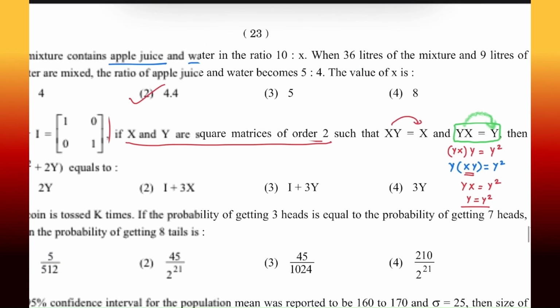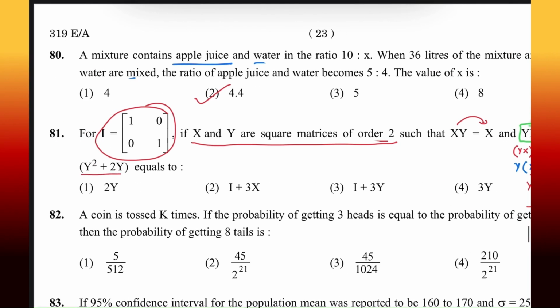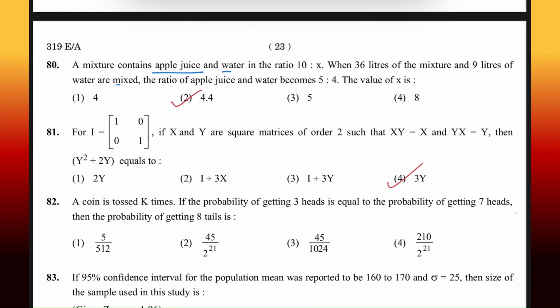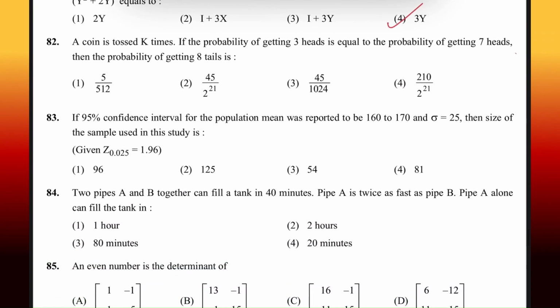So I get y square and y are same. So what if I use y square as y here? So that becomes y plus 2y, and that becomes 3y. So option 4 is the correct answer for this question. So an easy question from algebra of matrices. Next, moving on to question number 82. So you have a coin which is tossed k times, if the probability of 3 heads is equal to the probability of 7 heads.